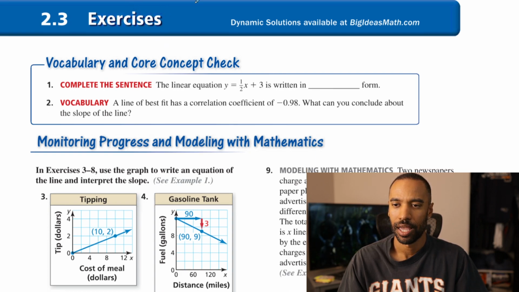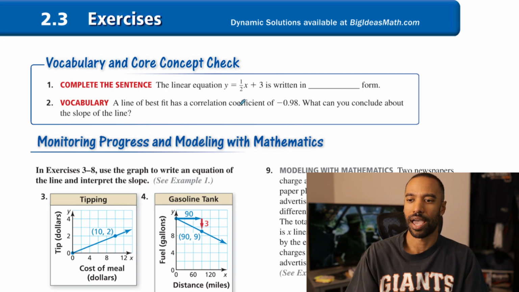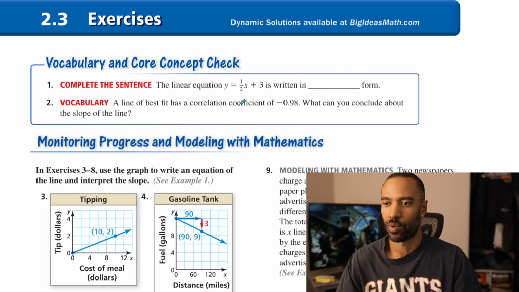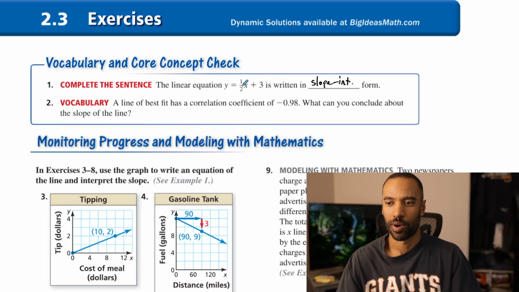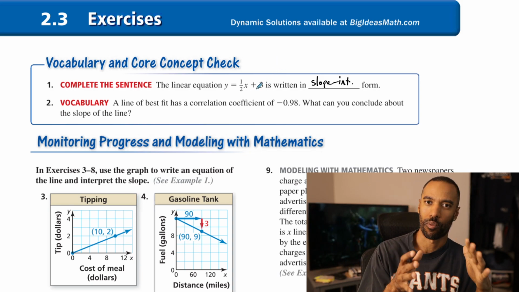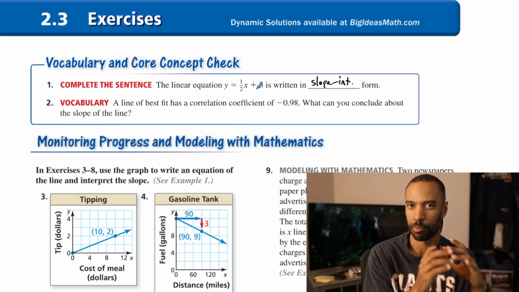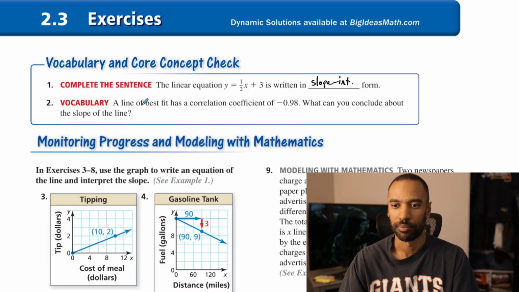starting with the vocabulary and core concept check. Complete the sentence. The linear equation y equals 1/2 x plus 3 is written in, that's called slope-intercept form. I'll just write slope-int to fit that. Your slope is 1/2, your y-intercept is 3. Point slope form has kind of something with y on its side, and slope is multiplied by a difference on the x things. You've seen that before.